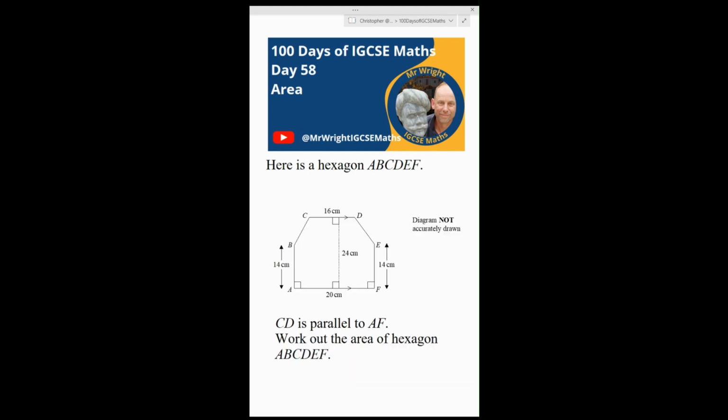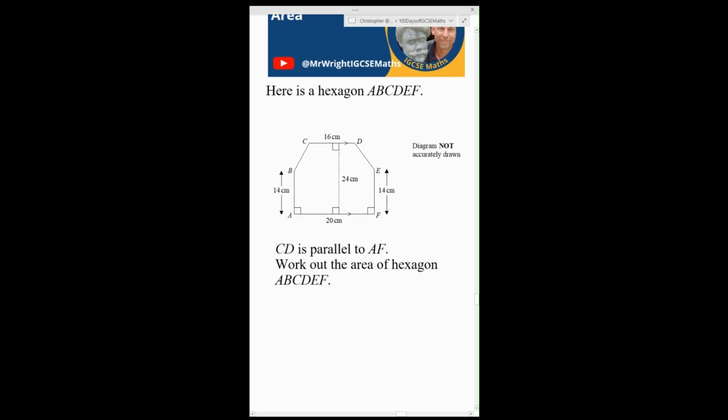100 days of IGCSE Maths Exam Questions, day 58. Pause the film now if you want to do the question before me. Okay, I've got to work out the area of this. I'm going to split it into 2. I've got a rectangle on the bottom, which measures 20 by 14, so that's the area of that. And then I've got a trapezium on the top.